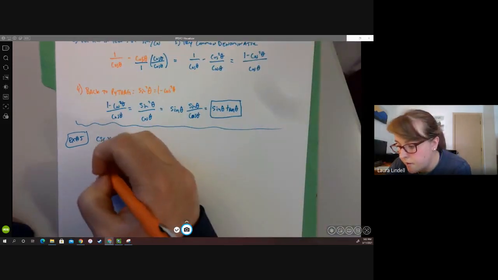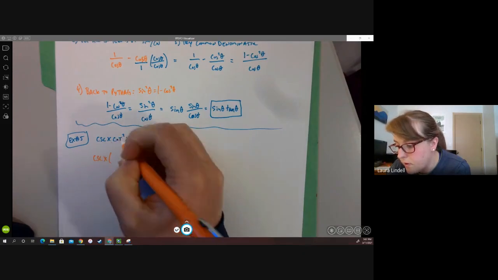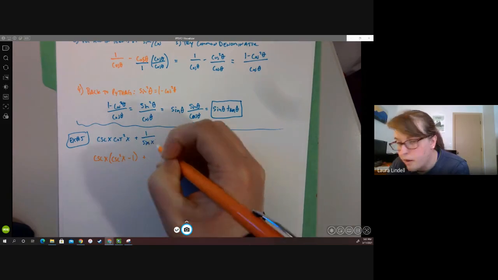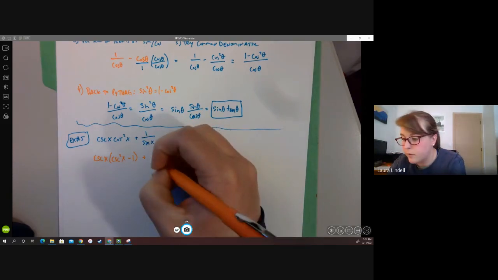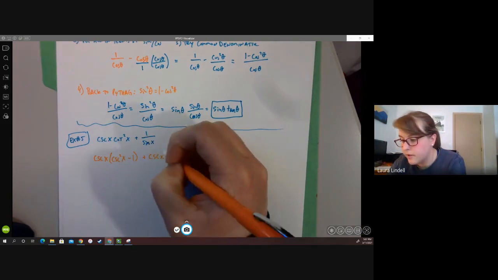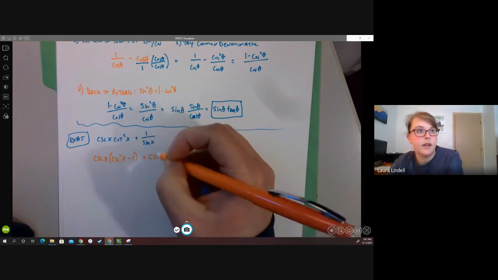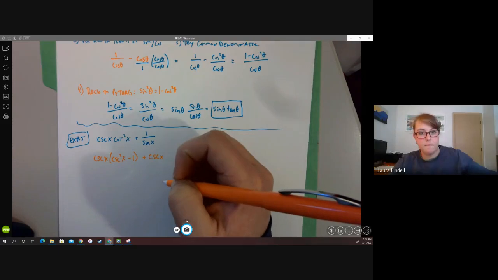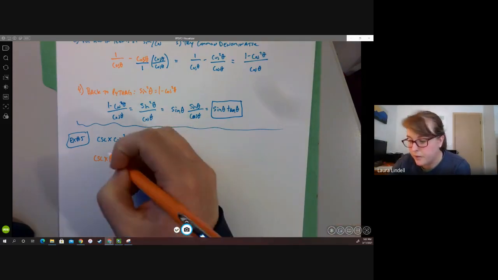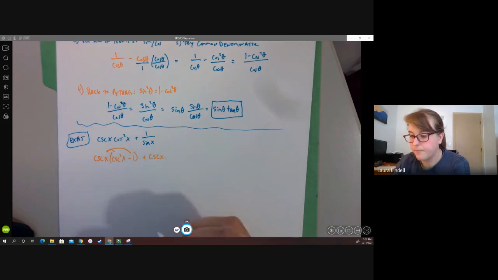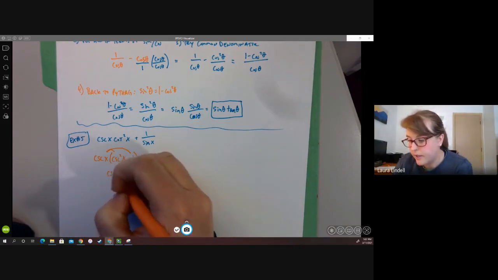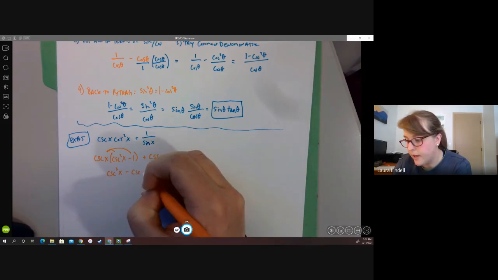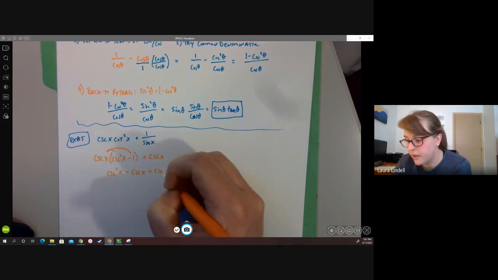So instead, we're going to have cosecant times cosecant squared minus 1. And then 1 over sine is equal to cosecant. So this is a reciprocal identity here. Then I'm going to go ahead and use the distributive property. We get cosecant cubed minus cosecant x plus cosecant x.